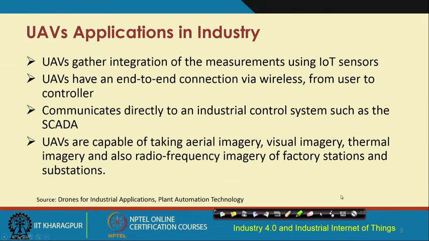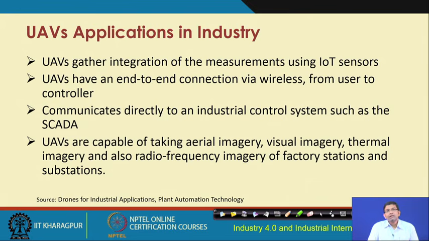In the industry, UAVs can help gather different data, collecting different measurements using different sensors that could be integrated into these UAVs. UAVs can help in achieving end-to-end connection, as I was telling you, not only terrestrial connection, but also terrestrial to aerial, aerial to terrestrial and so on. So, UAVs have an end-to-end connection typically via wireless from the user to the controller.